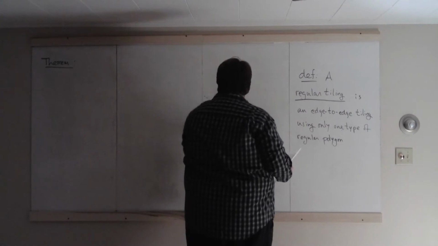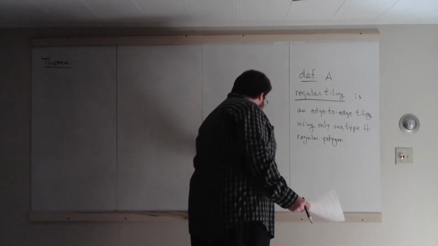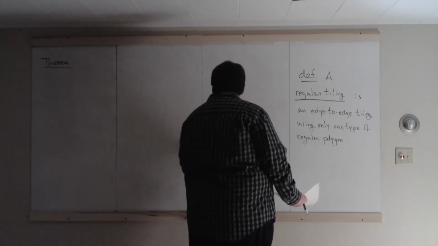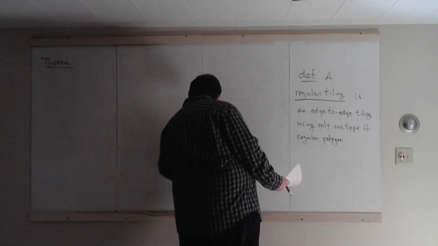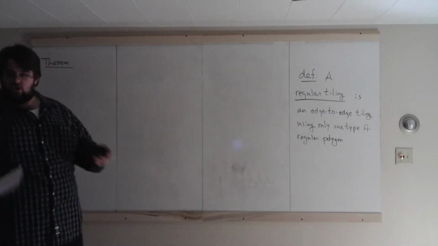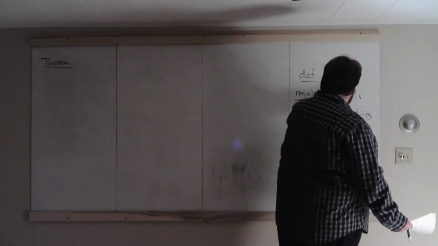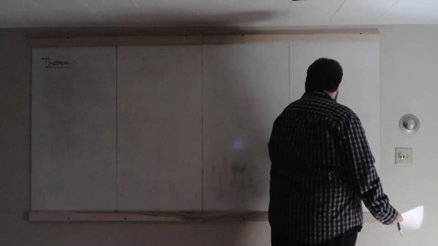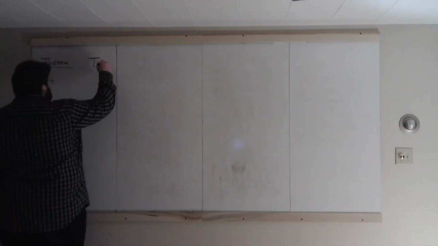So a question could be, well, we know all of the regular shapes. You know, there's the regular 3-gon, the equilateral triangle. The regular 4-gon is a square. The regular 5-gon, we can draw that, 6-gon, and so on. So the question could be, for which shapes does a regular tiling exist? Well, there are 3. And we can prove that. So let's state this as a theorem and then prove it.